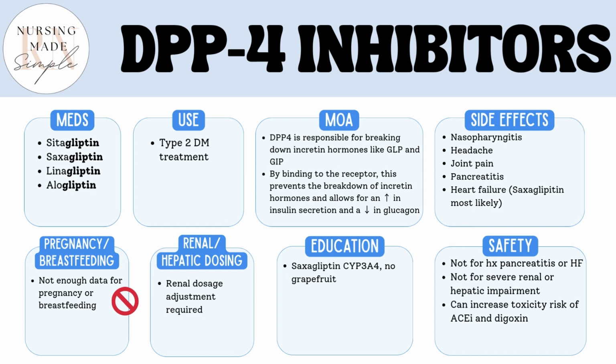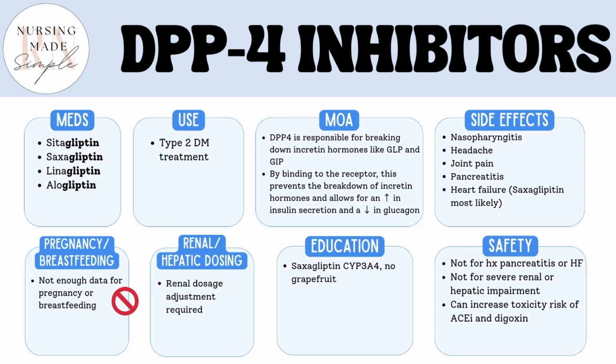All right, moving on to our DPP-4 inhibitors or our gliptin medications. These are used for type 2 diabetes treatment. They work because DPP-4 is responsible for breaking down incretin hormones like GLP-1 and GIP. So, by binding to the receptor, this prevents the breakdown of incretin hormones and allows for an increase in insulin secretion and a decrease in glucagon. Common side effects include nasopharyngitis, headache, joint pain, pancreatitis, and heart failure, most commonly in saxagliptin specifically.